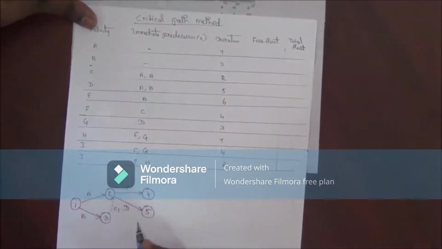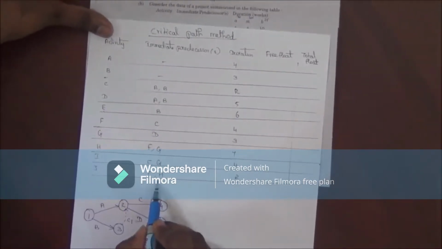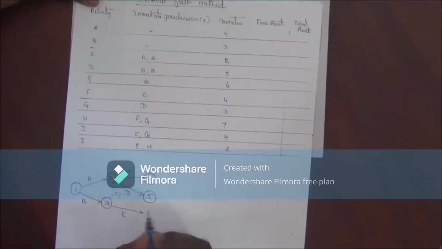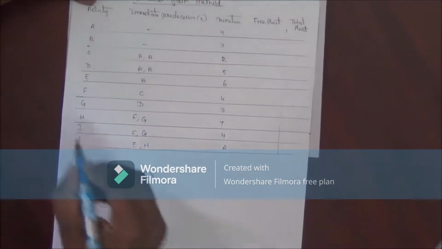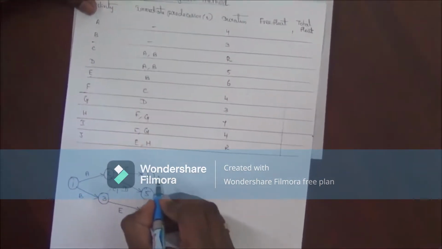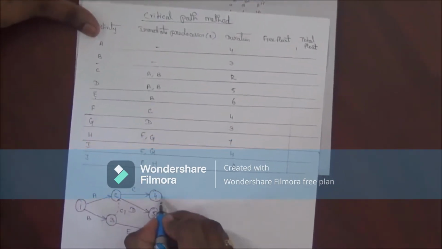E comes after B, but we have to keep in mind that E also comes along with H. So just draw E first. F also comes along with G. So F comes after C. So keep it in mind that G also comes, and draw that F.